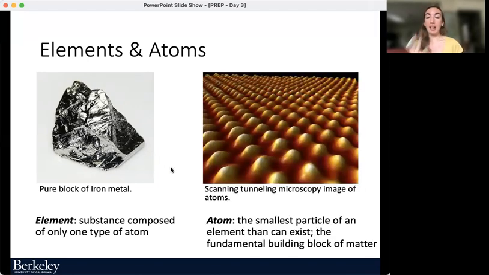And then atoms are the smallest particle of a given element. So atoms are kind of the fundamental building block of matter. And so I think of this kind of like your body is made of cells. And so cells are kind of the fundamental building block of living things. And atoms are the fundamental building block of matter.